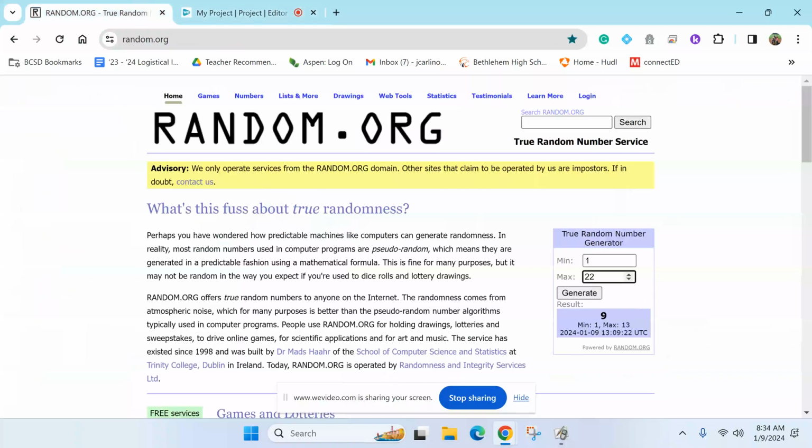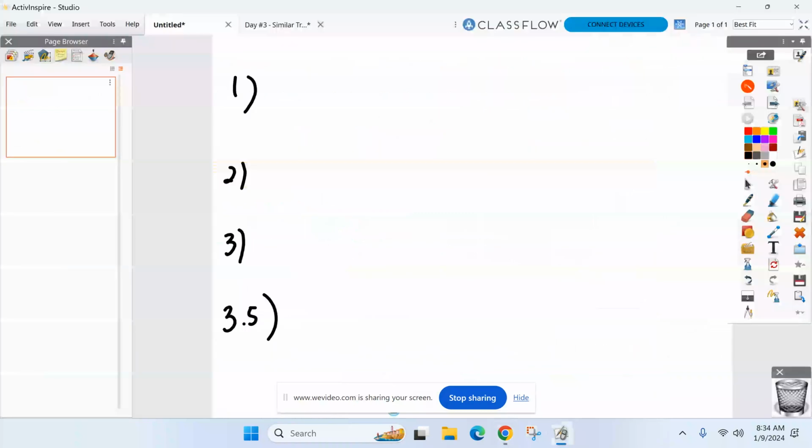Methods of proving triangles similar. We had 3.5. So let me call on 4 people here. Let's start. Drew, any method you want to throw at me? Angle, angle. Yep, need 2 pairs of angles. So angle, angle.